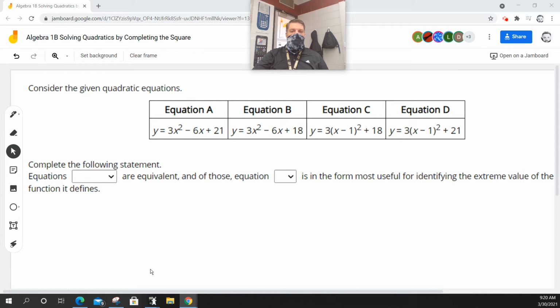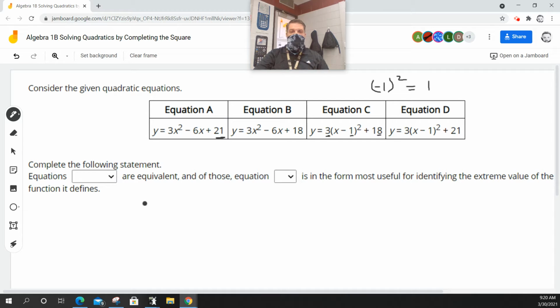All right, so I'm looking at this and it's telling me that I've got to match two of these equations. But what I know for a fact is that it's probably going to be A and C. Now, the reason I think that it's A and C is because A has a positive 21. C has this -1. Well, -1 squared equals a positive 1. And then remember, it's going to be multiplied by 3. 3 plus 18 is actually 21.